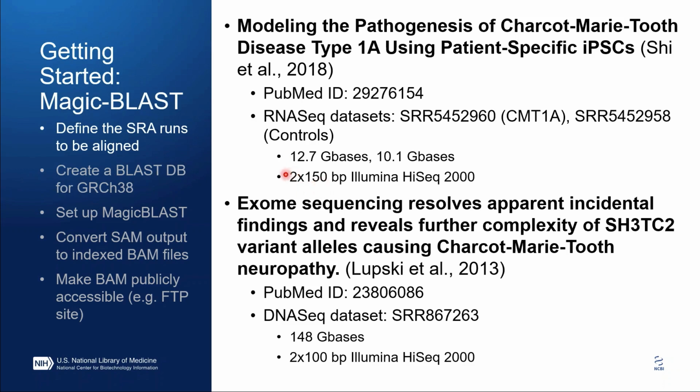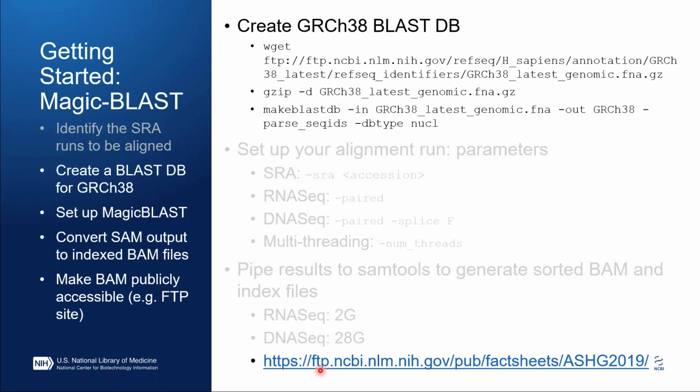For the DNA-seq data set, again, they've told us the publication, and in that publication, we can find our SRA data set. Here, this is a much larger set. It's 148 gigabases, but again, we're looking at paired Illumina reads, in this case, 100 base pair runs. So this is the RNA-seq and the DNA-seq that we want to align.